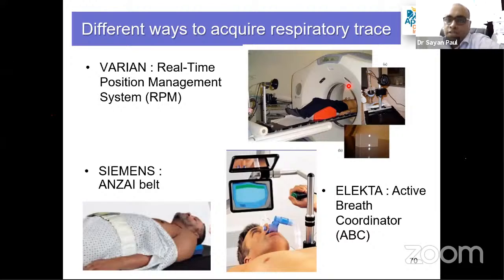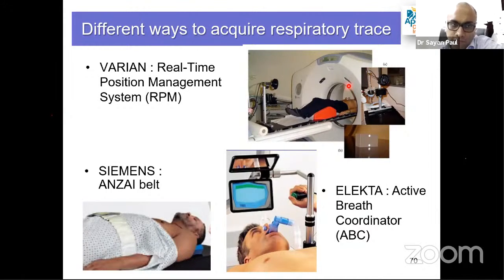Then there are different ways to acquire a respiratory trace. First, you need to tell the machine the respiratory pattern. Then the machine will get to know that the target is moving like this, and we can act accordingly. If we want to take an image, we take it synchronously with the movement. So how do we tell the machine? We tell the machine the pattern of the movement.